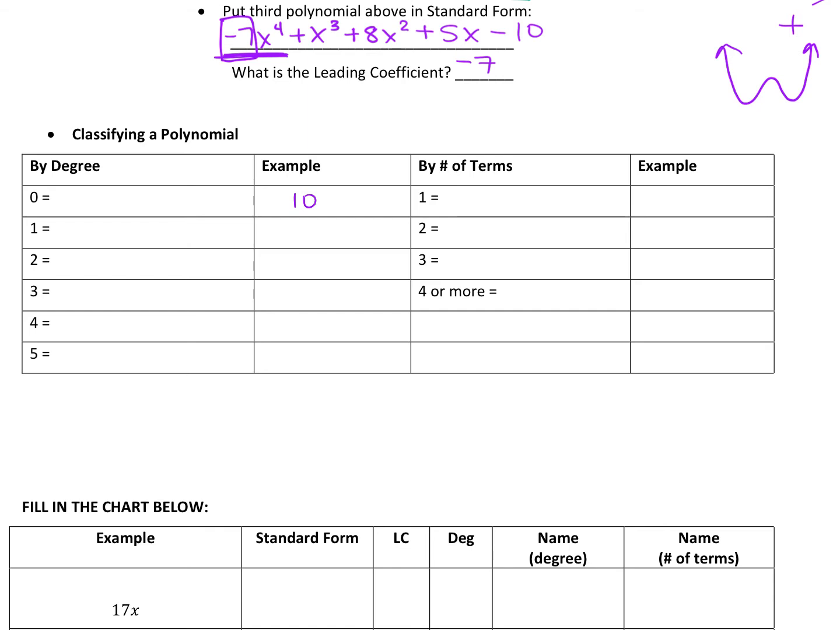When I say it, you're going to know it, but maybe it's hard to come up with. That's a constant, right? A number that doesn't have the variable with it, we call that a constant. Okay?